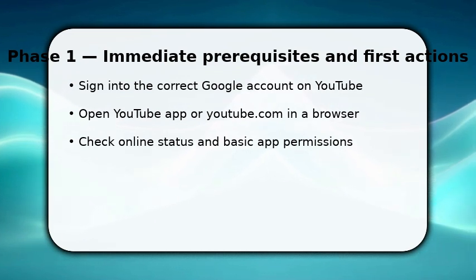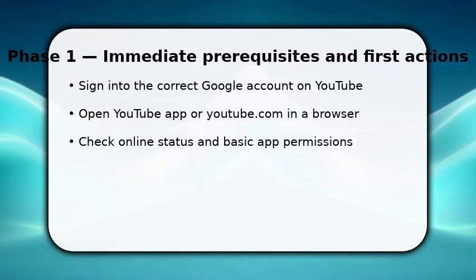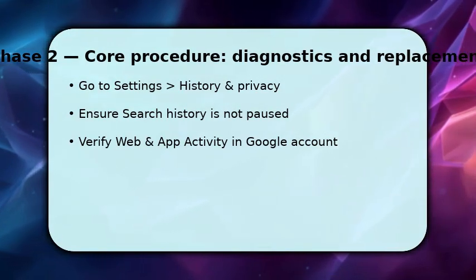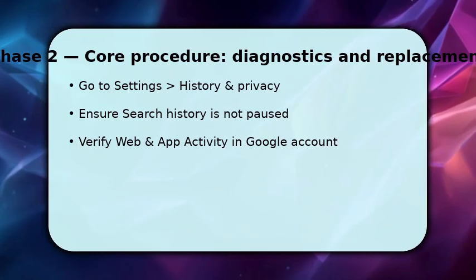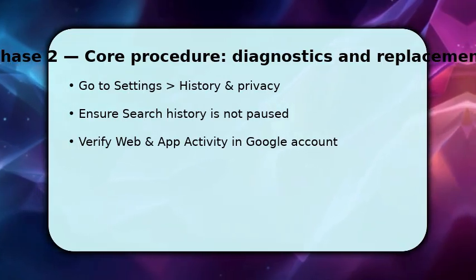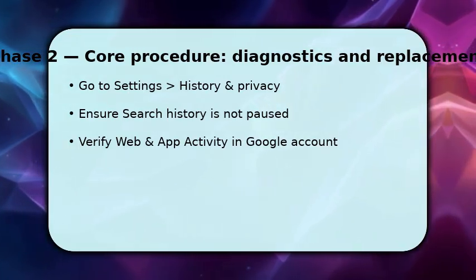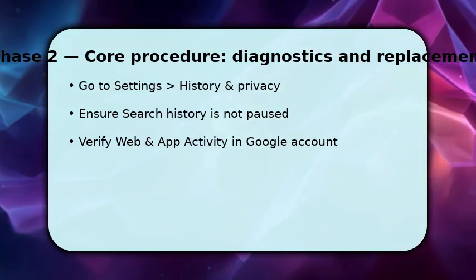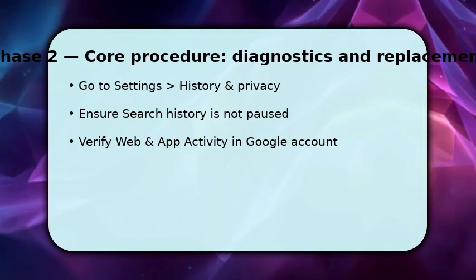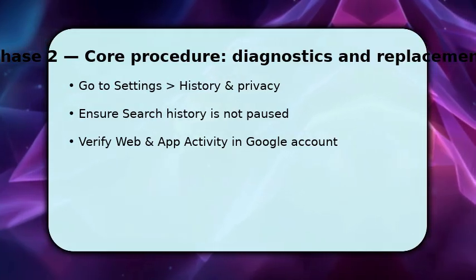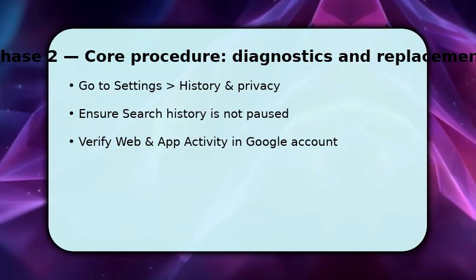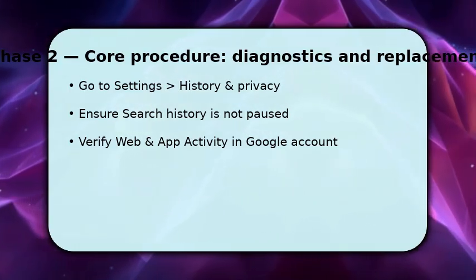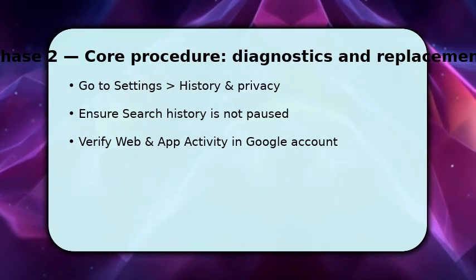Once you're in settings, choose History and Privacy. This is where YouTube records searches. Make sure search history is not paused. If it is, toggle it off to resume logging. Then open your Google account's web and app activity settings because YouTube uses that to store history across devices. If web and app activity is disabled, re-enable it and allow history to sync. These steps fix the common mismatch between device settings and account-level controls that prevents search history from appearing.